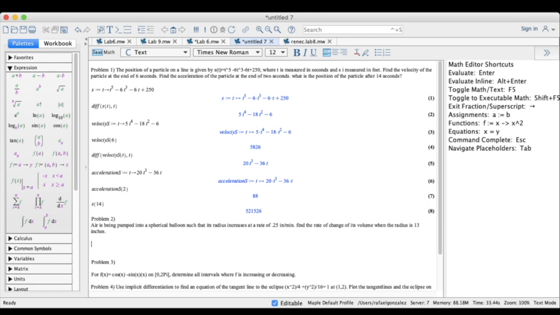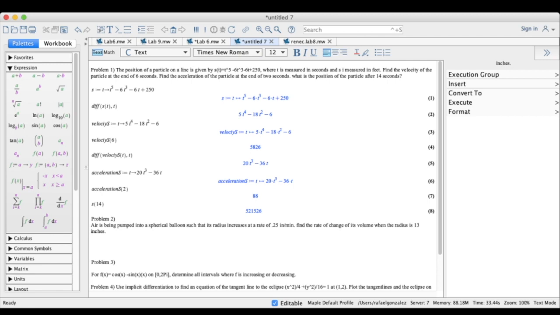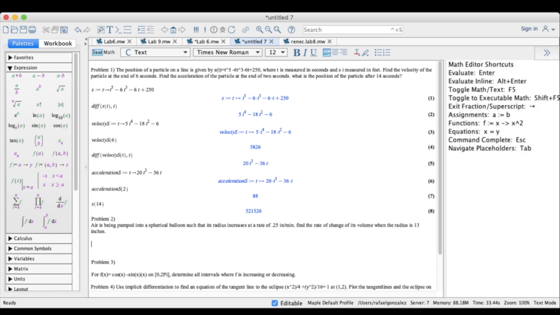Okay, for problem number 2, we have that air is being pumped into a spherical balloon such that its radius increases at a rate of 0.25 inches a minute. And we are asked to find the rate of change of its volume when the radius is 13 inches. Here we have to know a little bit of middle school algebra.